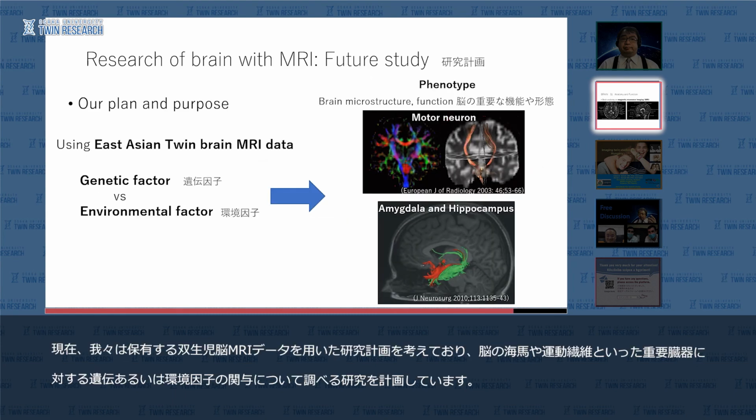Anyway, now we are planning brain MRI research with twin data as follows, with a focus on important brain regions such as the motor neuron or the hippocampus, which has memory functions. We are going to evaluate which factor contributes to the region.